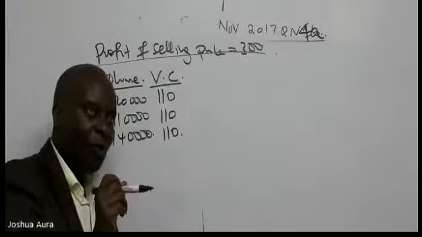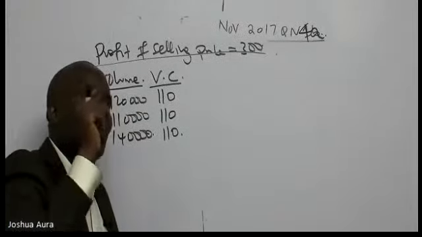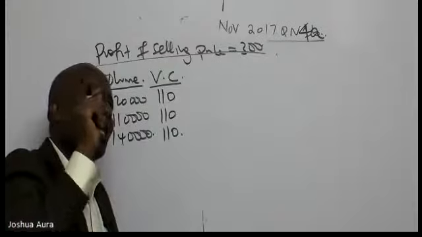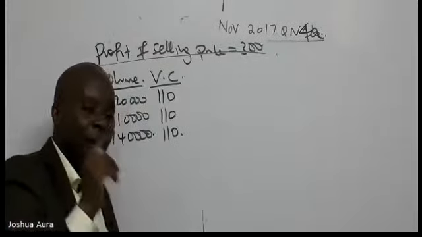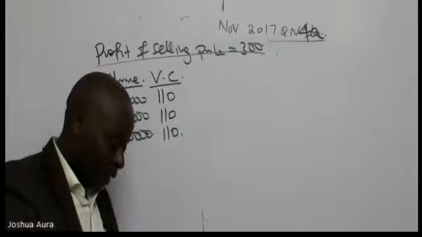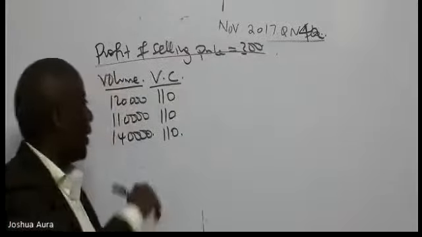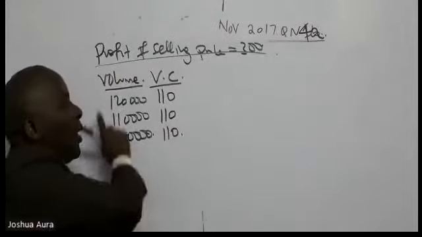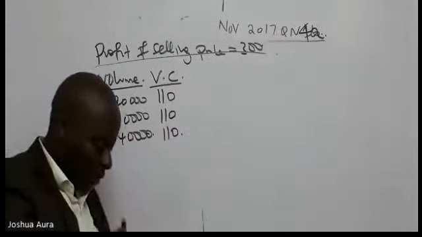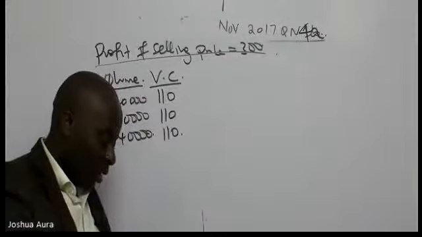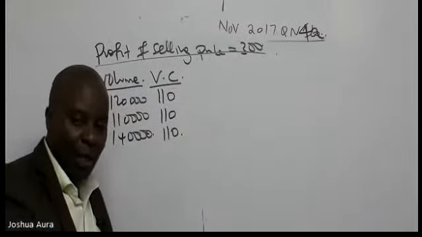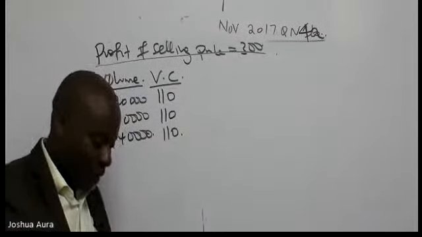120. If you're going to produce a maximum of 100,000 units and below, then the variable cost will be 120. However, if production exceeds 100,000, like these three, then the variable cost goes down to 110 per unit.